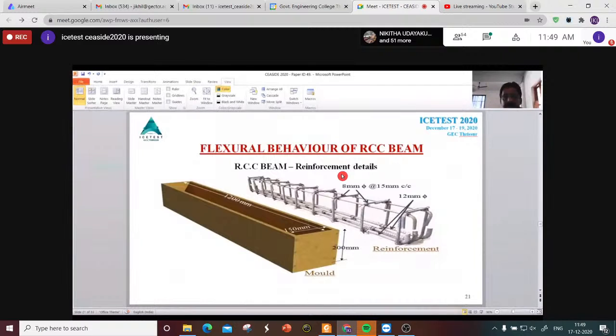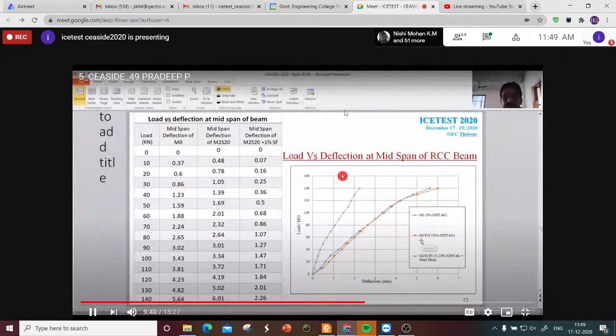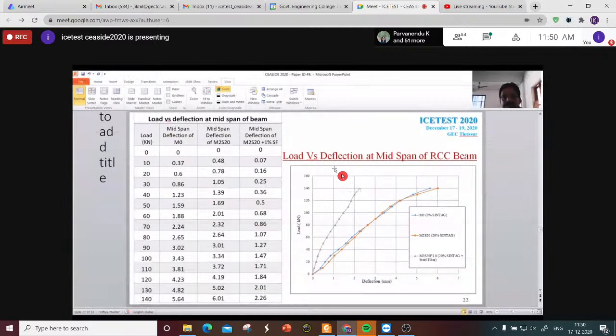This is the flexural behavior setup. The total length of the beam is 1.2 meter, width is 150 mm, depth is 200 mm. Three 12 mm bars are used as tensile reinforcement. This is the load versus deflection at mid-span of the RCC beam. You can see normal concrete as well as Sindac concrete show almost the same deflection properties, whereas the steel fiber added concrete showed much less deflection for the same loads.